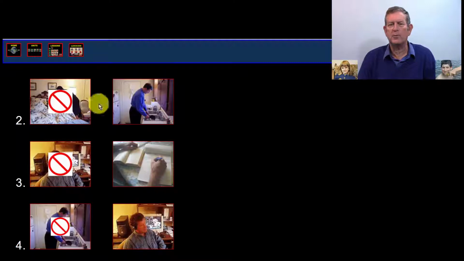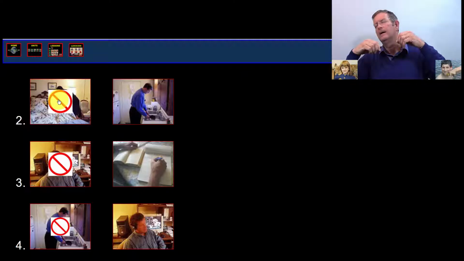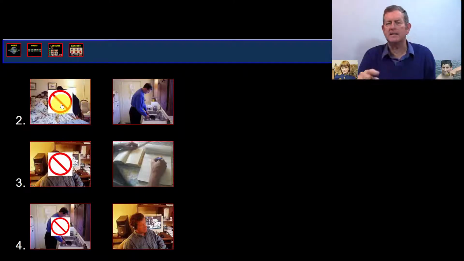Number two. I'll guide you again with my hands this time. Okay, you should have said this. He doesn't make the bed. Right. Okay. What's the next one? Make the affirmative statement now. Right. Hopefully you said this. He washes the dishes. Right.